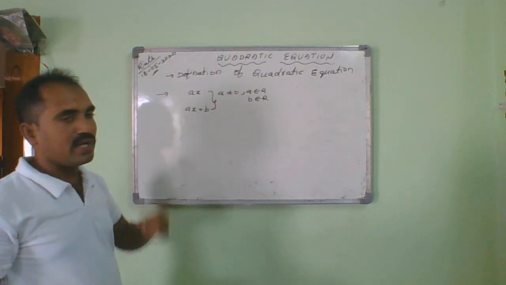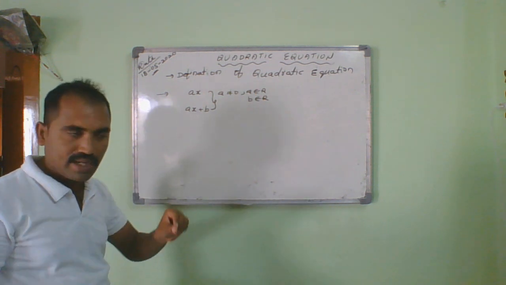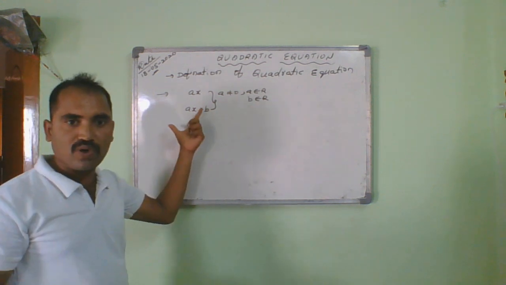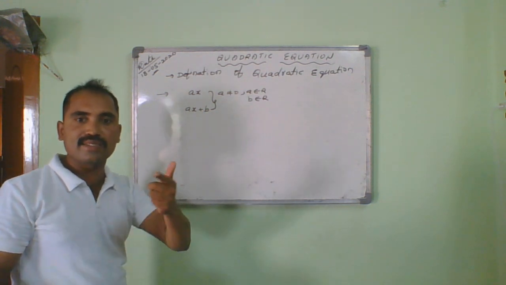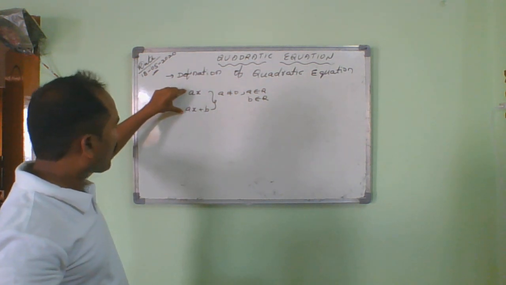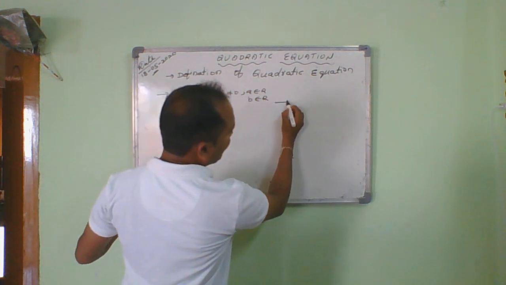And what is the variable here? a and b are not variables. Here we are considering them as real numbers. So if a and b are real numbers, x is the variable. These two polynomials are considered linear polynomials. What is that? Linear polynomial.